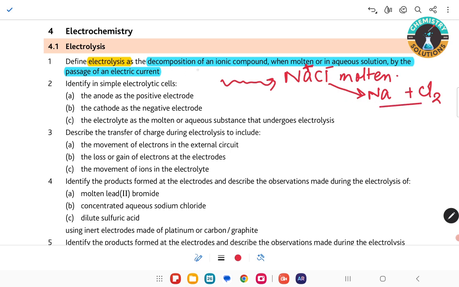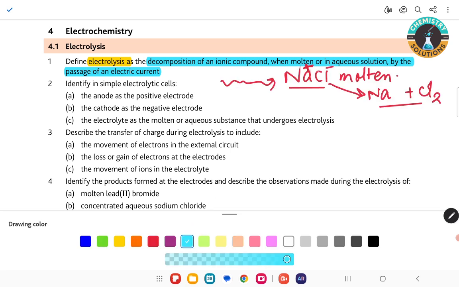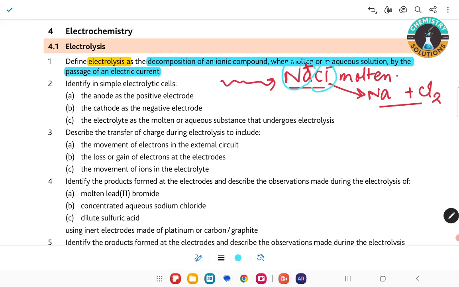So look at the definition. The decomposition of an ionic compound. So this one is the ionic compound. Decomposition of ionic compounds tells us when molten or in aqueous solution. Why do we use the molten form and aqueous form? Because in molten or aqueous form, the ionic compounds have mobile, free moving ions to conduct electricity. So sodium ion will convert into sodium metal and chloride ion will move towards the anode and become chlorine gas. So chlorine and sodium will be the products. Decomposition of an ionic compound by the passage of an electric current: the electric current will pass through it and decompose the compound into its elements.